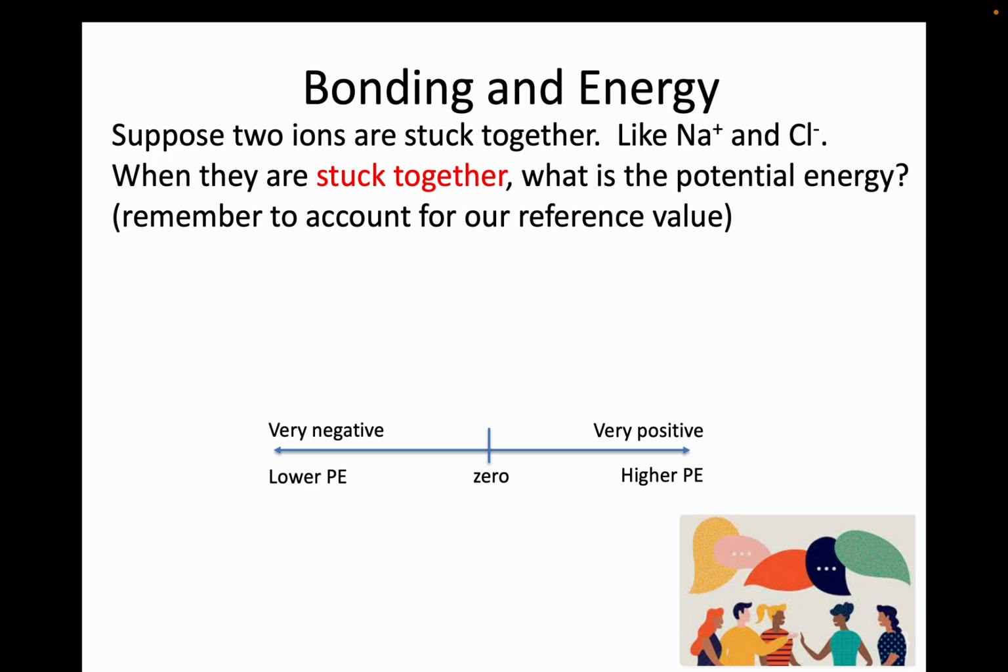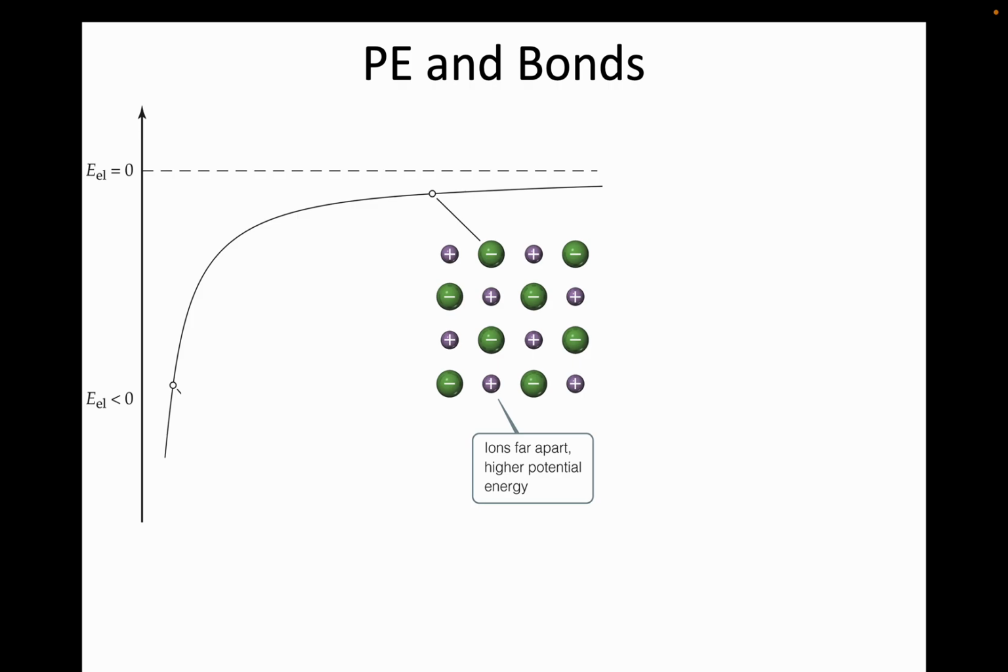Within this scenario, we have a positive charge and a negative charge. When they're stuck together, the potential energy has decreased as they've come together, so that would now result in a very negative potential energy, a small potential energy value. Here's another way of looking at that.